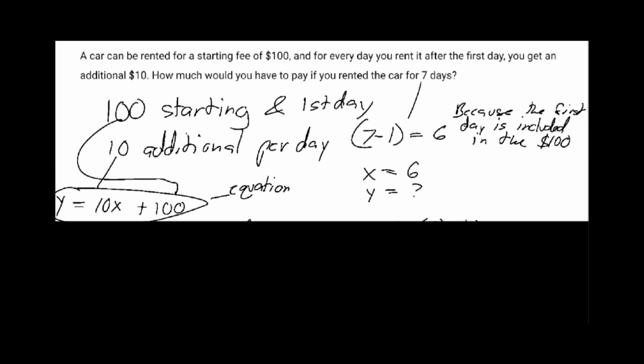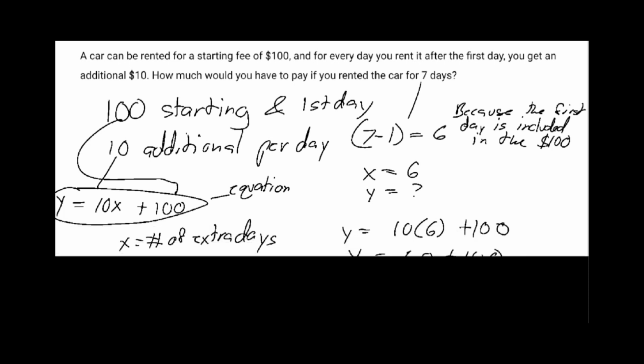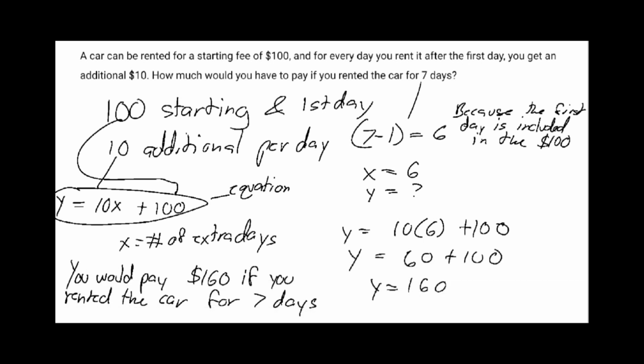So when we put all that together into an equation, we get y equals 10x plus 100, with x being the number of extra days after the first day. And since we're actually only paying for 6 extra days, we'll plug in 6 for x, and we'll end up with 10 times 6 plus 100, which is 60 plus 100, which will equal 160. The total cost of the rental will be $160 after renting it for 7 days.